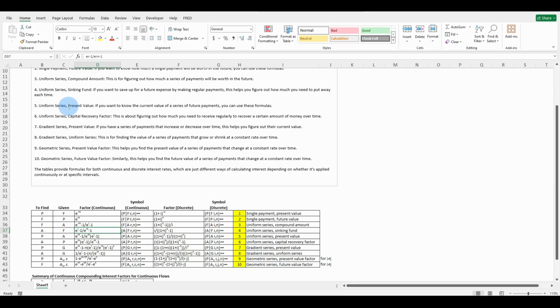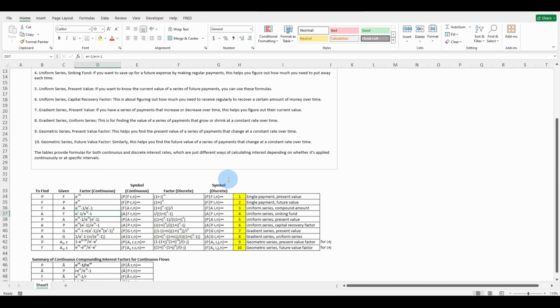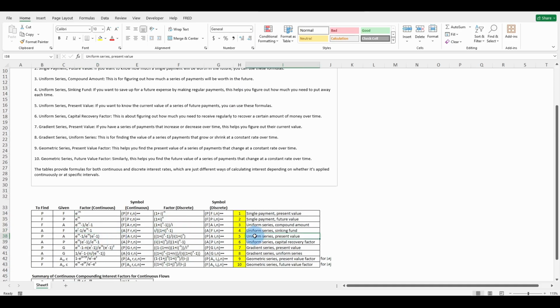Number 5, uniform series present value. If you want to know the current value of a series of future payments, you can use this formula. Notice number 5, uniform series present value. We're going to have this (1 plus i) to the n. Here we have this right here. In number 2, we have that starting formula, minus 1, then we're going to have i times (1 plus i) to the n, which is, again, the same as in number 2.